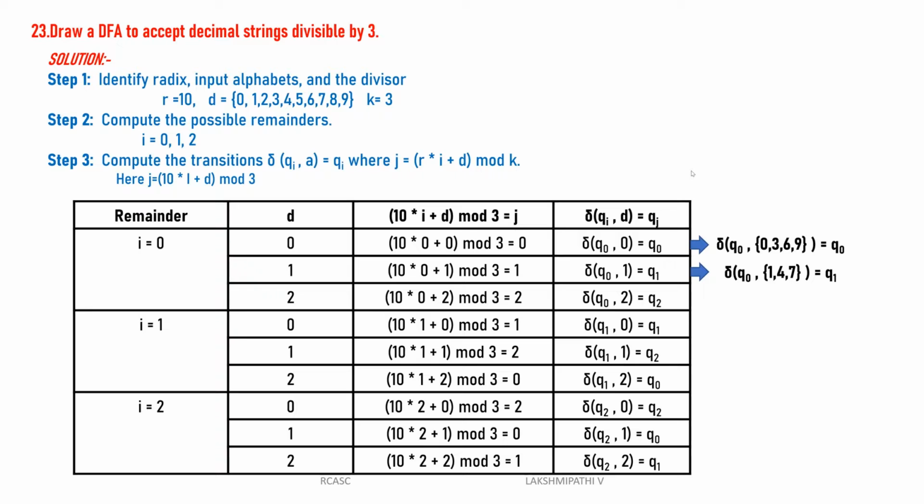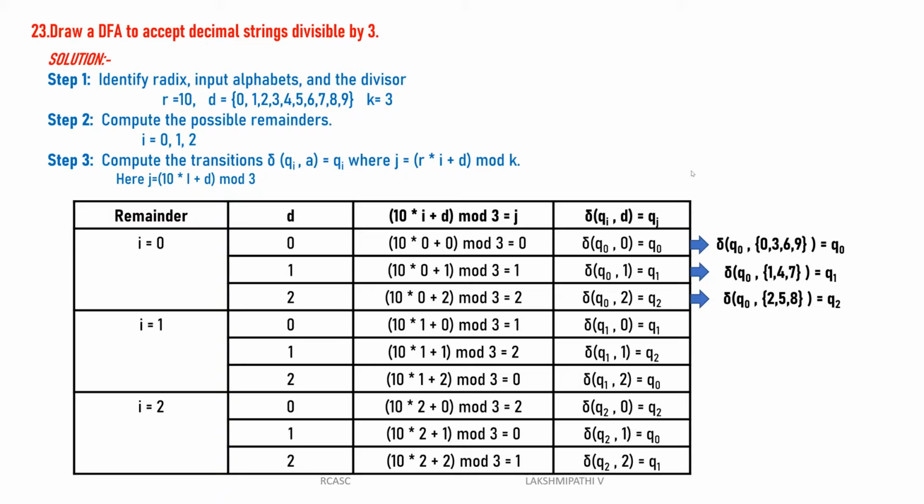Then once again we take 2. D is equal to 2. 10 into 0 is 0, 0 plus 2 is 2. Modulo 3 is 2. The transition of Q0 of 2 is Q2 only. Then the transition of Q0 of 2, 5, 8 means Q0 of 2 goes to Q2, Q0 of 5 also Q2, and Q0 of 8 also Q2 only.